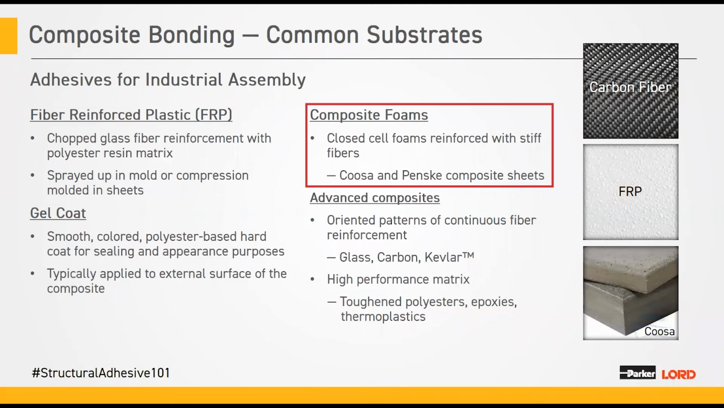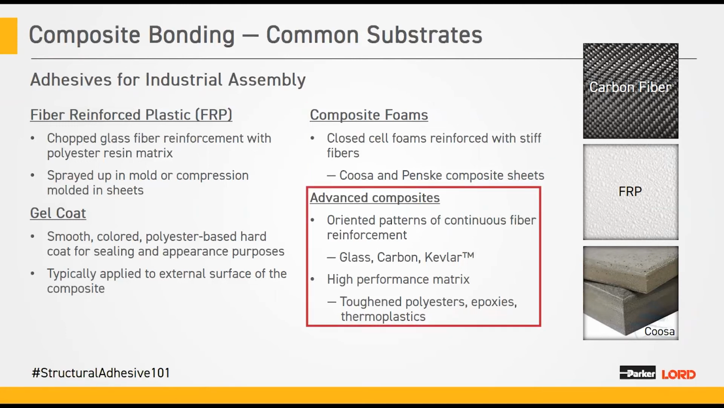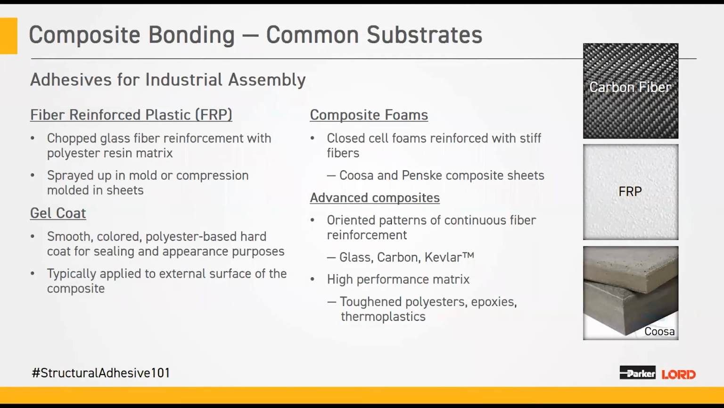Composite foams help reinforce and lighten the composites. Closed cell foams, typically urethane. A good example would be Kusa board or Penske board composite sheets. And then more advanced composites where the reinforcing material might be like a carbon fiber or a Kevlar woven matrix or an S glass or an E glass that's then reinforced either by an epoxy or a vinyl ester. Those high performance matrices typically would look at epoxies and other types of products going into them and bonding them together.